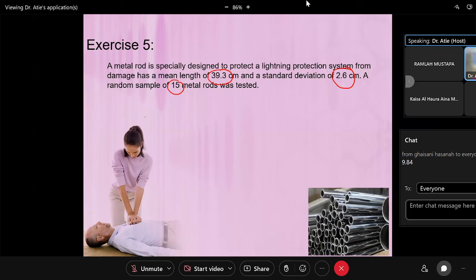So we need to find the distribution first. Okay, we start with X, all right? We have X and mu sigma square, right? The mean is 39.3 and then the standard deviation is 2.6 squared, right? So then we have n is equal to 15. Once we have n equal to 15, it will fall in a different category, which is the mean sampling or the t-test, all right?